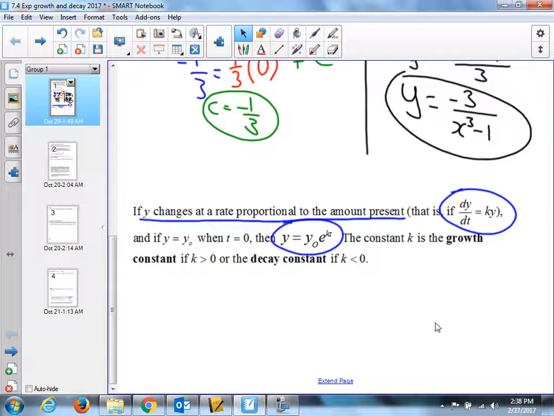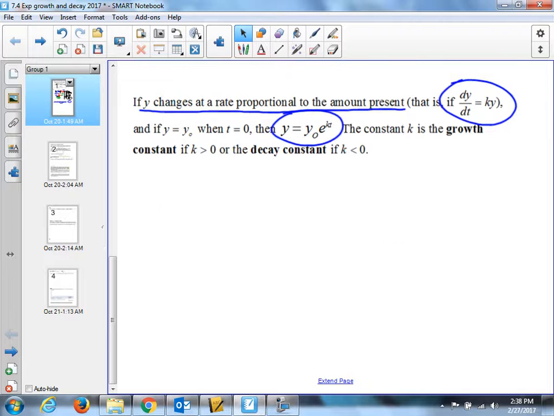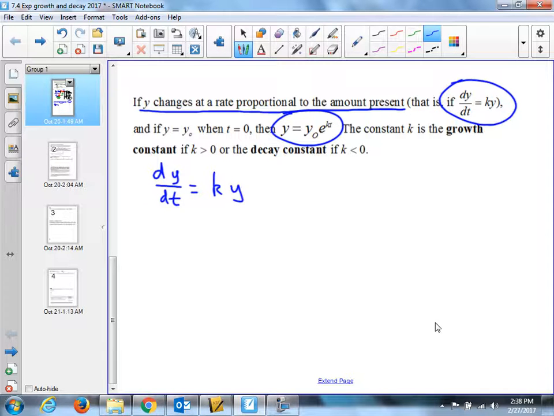Now, we're going to do a little work underneath here. Show you what I mean. Starting with that original expression, dy by dt equals ky. Where does this y equals y naught e to the kt come from is really what I'm trying to show.